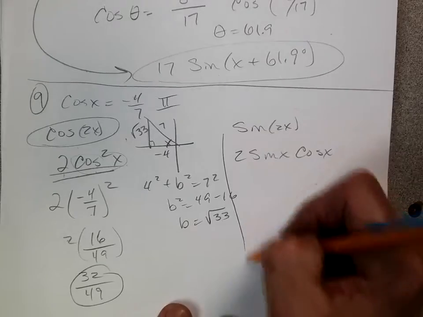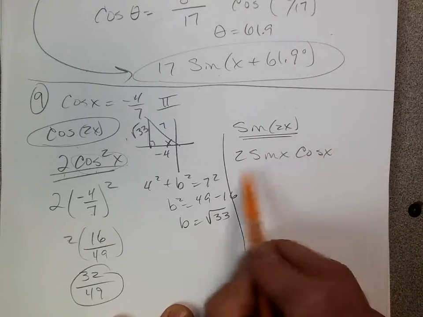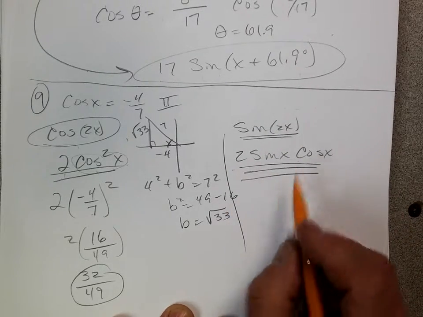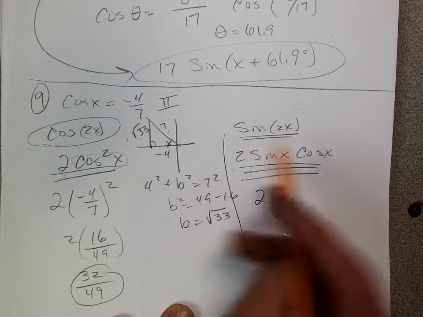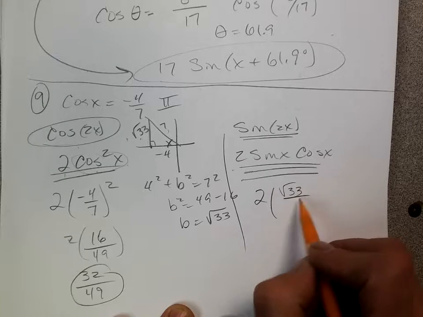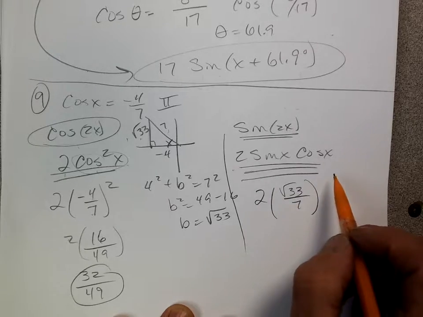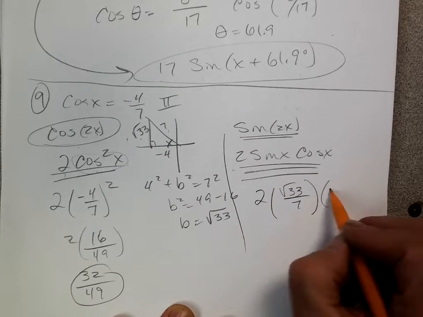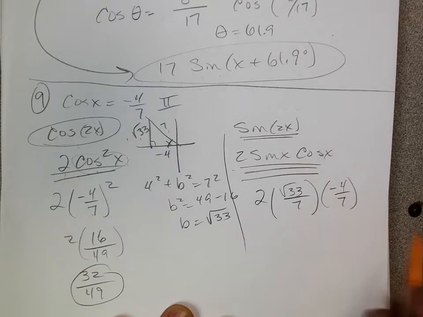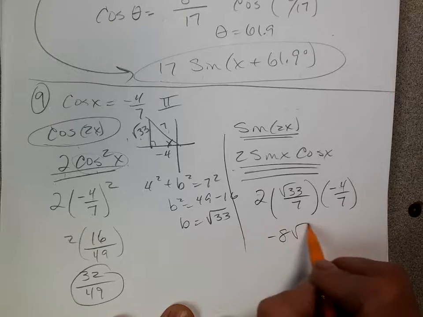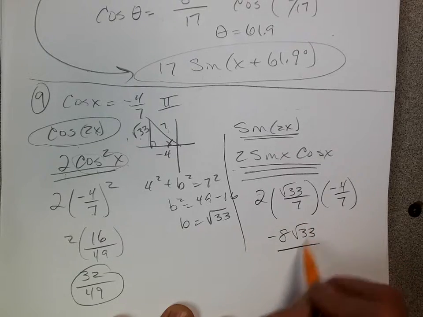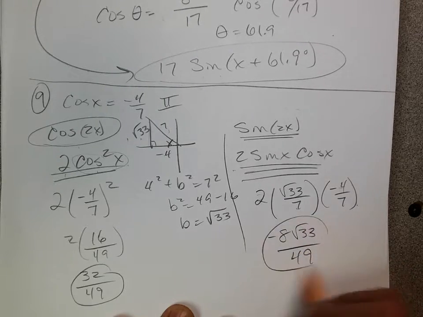Now for the sine, here's the sine of 2x, here's my identity. So we'll go 2. Now the sine of x is the opposite over the hypotenuse, square root of 33 over 7. Cosine, we already know, is negative 4/7. So let's simplify. I'll get a negative 8 square root of 33 over 7 times 7, 49. Okay, there it is.